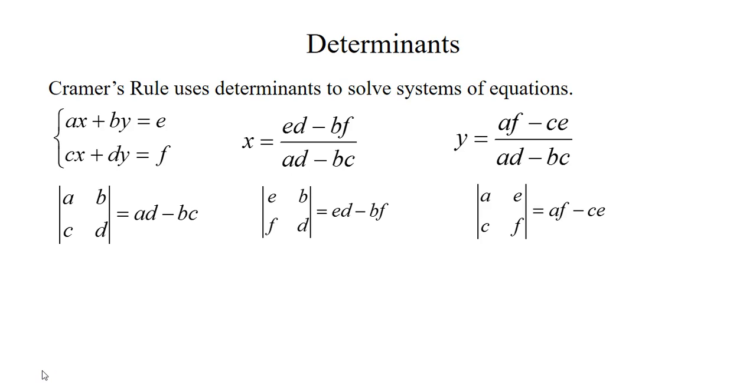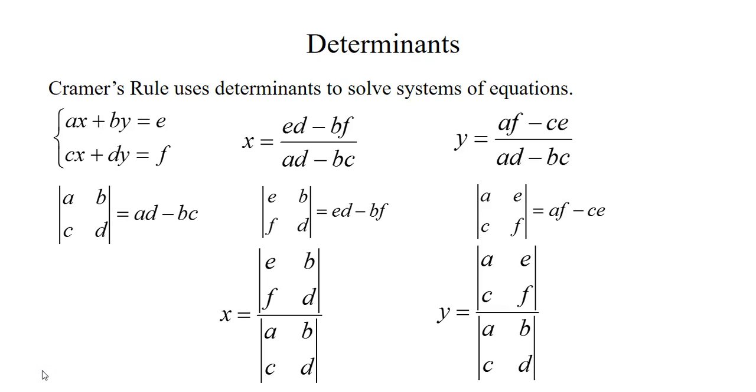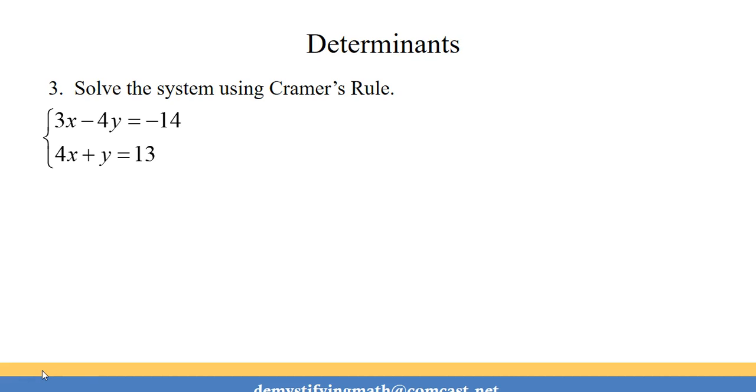So we can rewrite our formula for x in terms of determinants. So x is going to be the determinant of EBFD over the determinant of ABCD. And y is going to be the determinant of AECF over ABCD. And we want to solve this system using Cramer's rule. So our A is 3, our B is negative 4, E is negative 14, C is 4, D is 1, and F is 13.